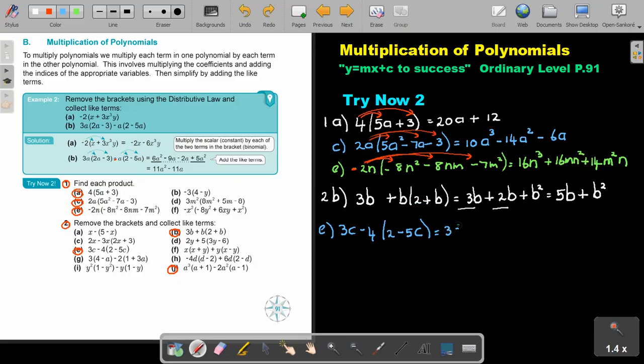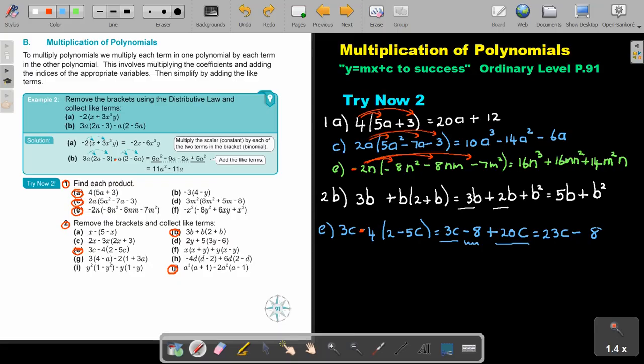So that's going to be 3c. Now a negative, and again, don't forget that this is a negative. So this is going to be negative 4 times 2, so that's going to be negative 8. And a negative times a negative is a positive, and that's going to be 20c. And don't forget your like terms, and if you look at your like terms, this is going to be like, unlike. So if you add your like terms, you're going to get 23c minus 8, and that's your final.